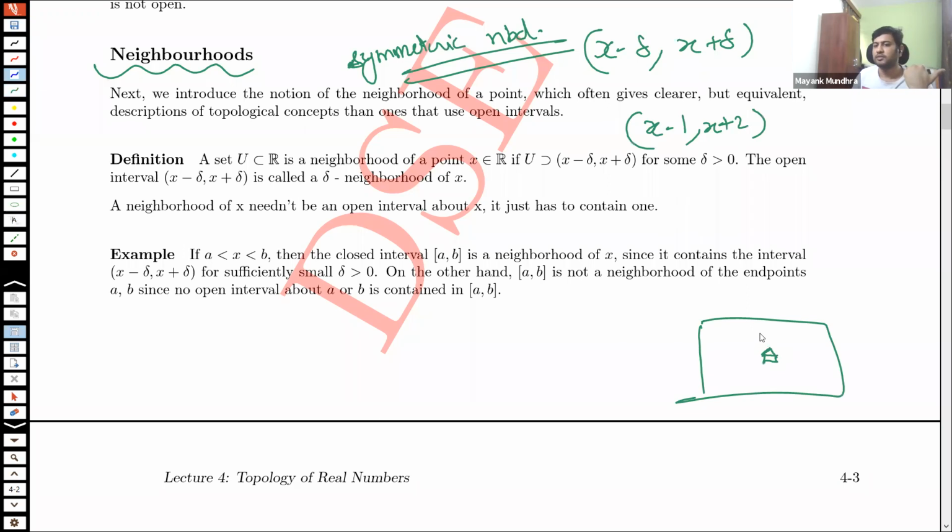So if you construct a circle with a protractor with one of the points at your house, this is a neighborhood. But at the same time, this is also a neighborhood. Okay, this is also a neighborhood. So it need not be that all neighborhoods of your house that you can construct will have your house as the center. Imagine societies. Your house could be close to the boundary of the society.